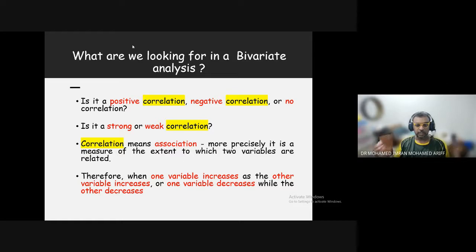Correlation means association. More precisely, it is a measure of the extent to which two variables are related. So the one is explained today. How are these two variables associated? So we want to find this out. Therefore, when one variable increases as the other variable increases, or one variable decreases while the other also decreases. Lagi banyak you exercise, lagi banyak you lose weight. Satu naik, satu lagi akan naik. Ataupun terbalik, satu turun, satu lagi turun. It's negative. Ataupun tak ada langsung.